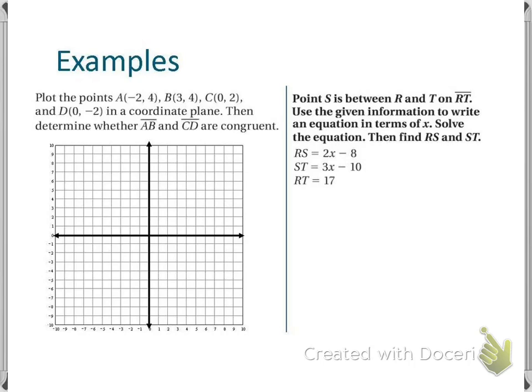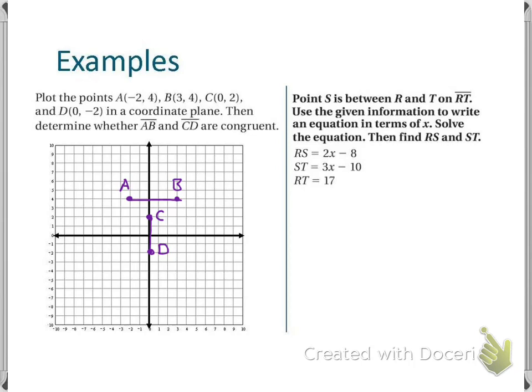Now, a good way to look at it is let's graph some points and draw some segments. So I have A is negative 2, 4. B is 3, 4. C is 0, 2. And D is 0, negative 2. So, plot the points and determine if they are congruent.